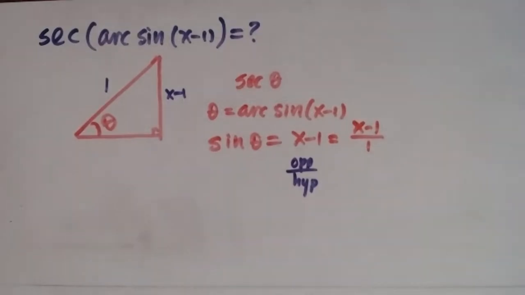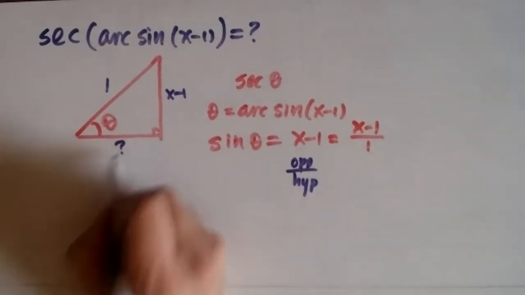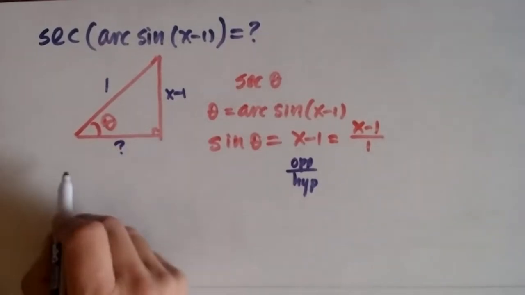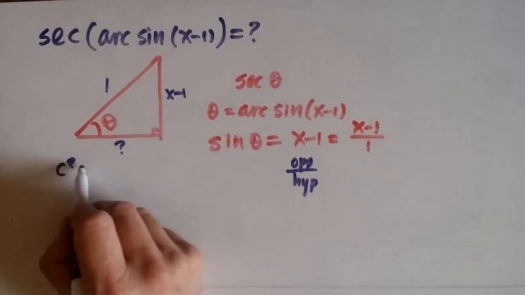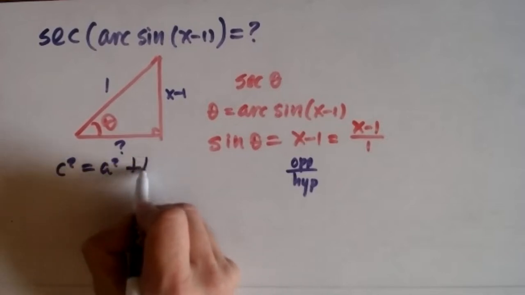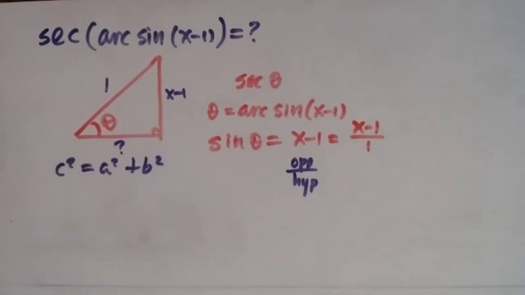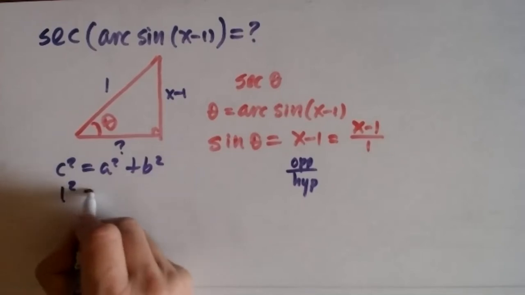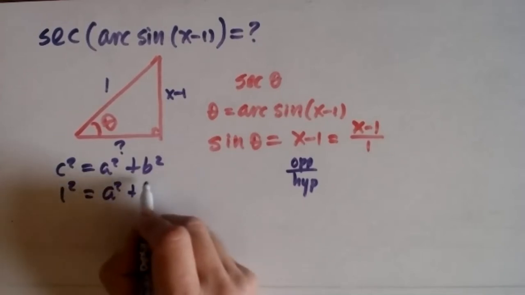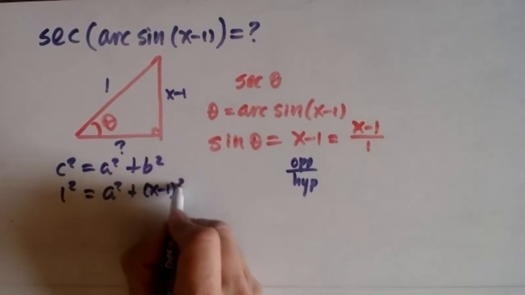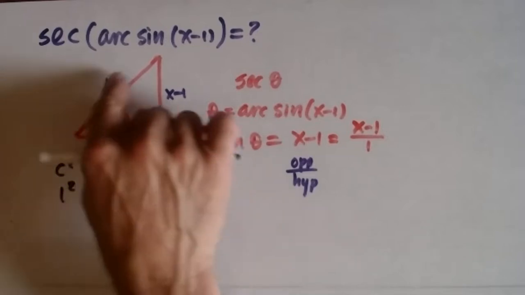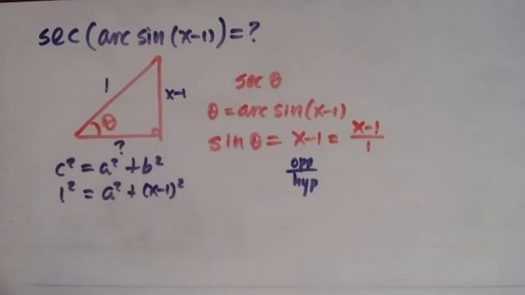Correct? Then I'm going to determine this side. What is this side? No problem: c squared equals a squared plus b squared, middle school math. Then c is 1, and a is x minus 1 squared. So I have to plug these numbers into the Pythagorean theorem.